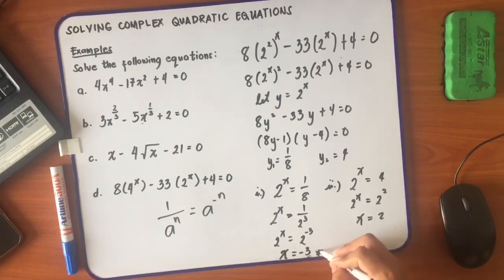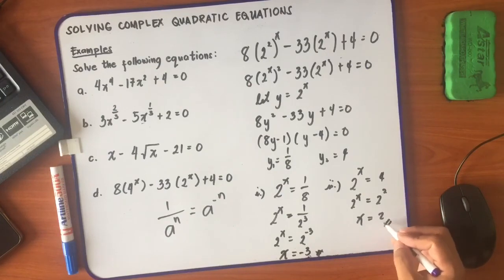So there are two answers: x is equal to negative 3 and x is equal to 2.